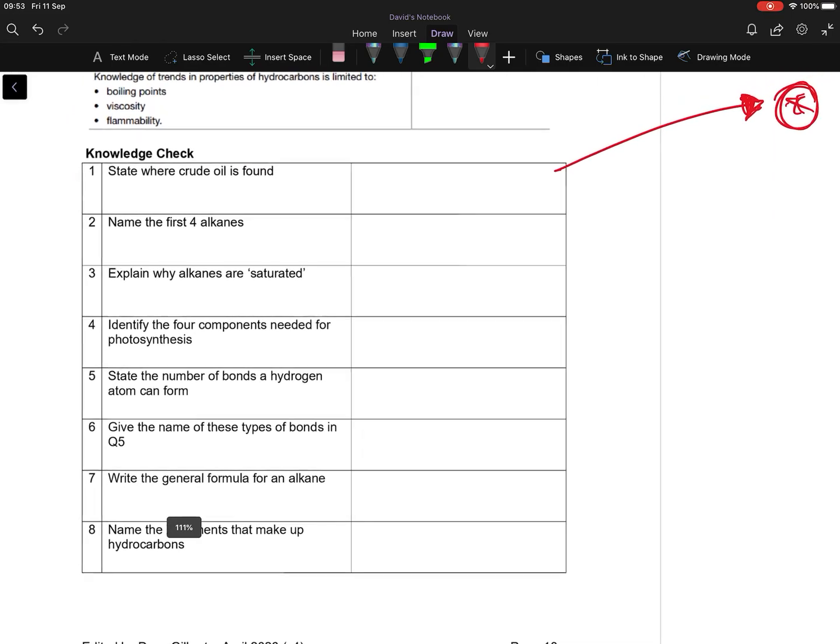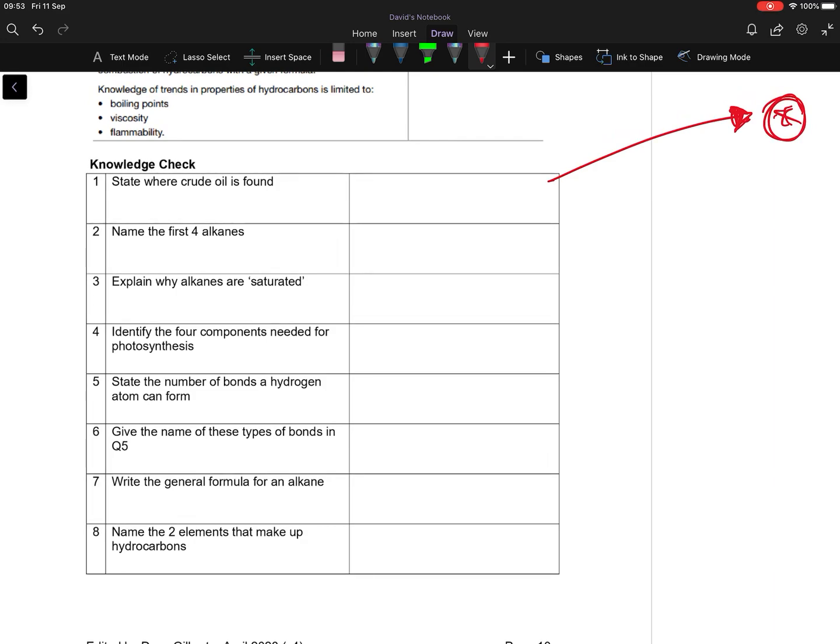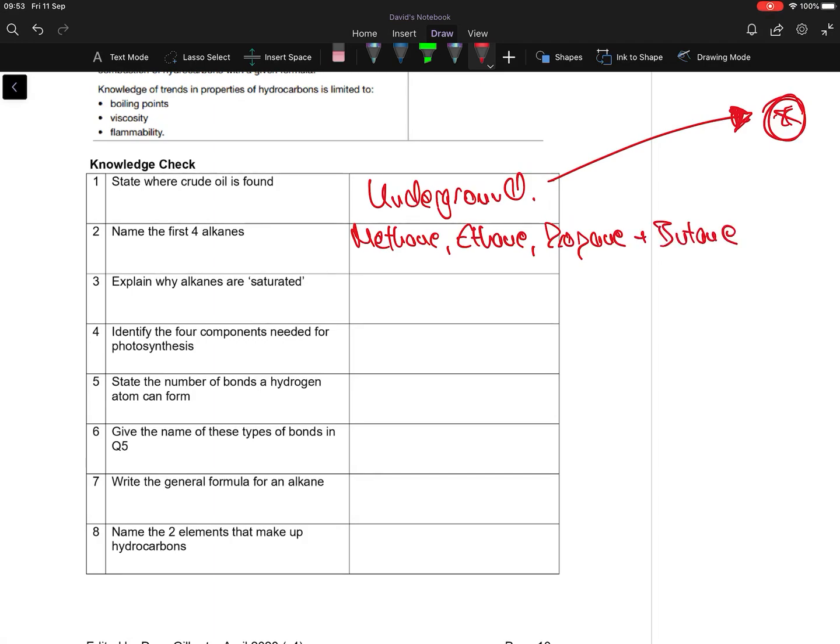Right, hopefully you've had a go at that and you've unpaused the video. So if we just go through the answers nice and quickly, where is crude oil found? So in rocks or underground would be the appropriate answer. Name the first 4 alkanes. You've got methane, ethane, propane, and butane. Why are alkanes saturated? We call them saturated because they use all of the 4 bonds in a carbon atom to covalently bond with other atoms.